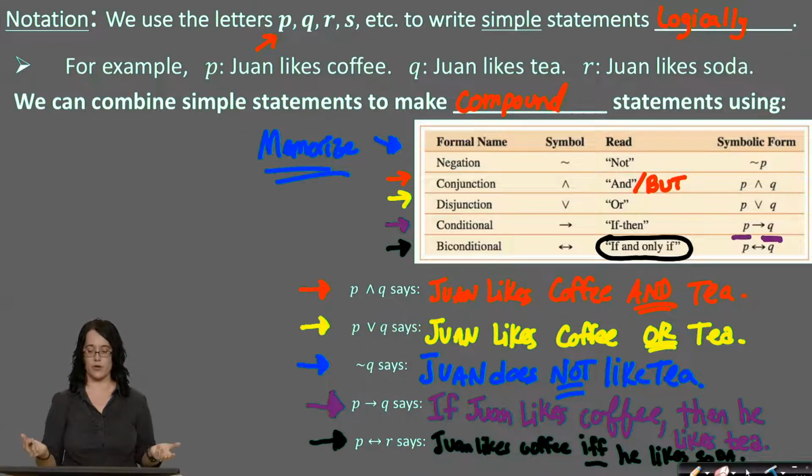In practical lingo, what this is saying is if you are talking about your friend Juan and someone says, hey, does Juan like coffee? Yes, then we know he also likes soda. Or if someone says, does Juan like soda? Yes, well then we know he also likes coffee. And it goes the other direction as well. If he doesn't like one of these, then he doesn't like the other.